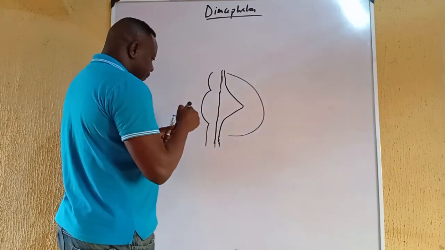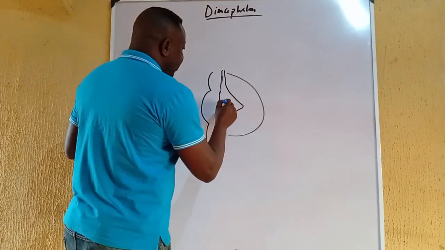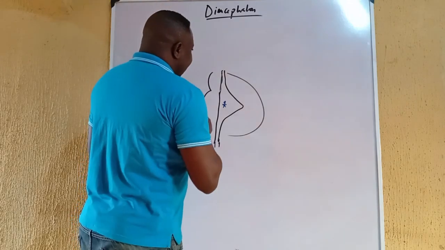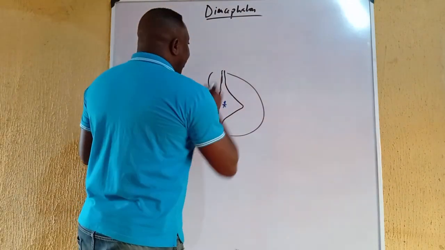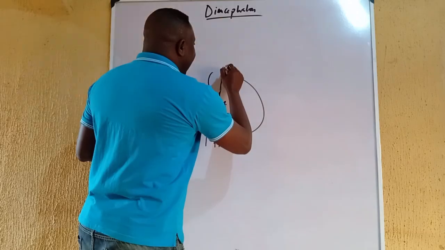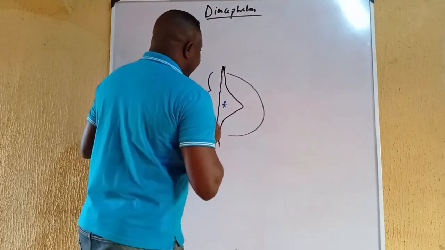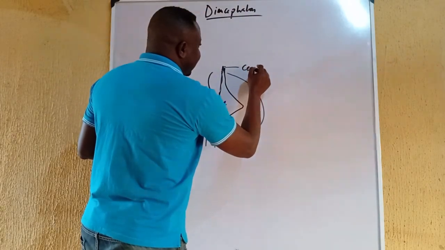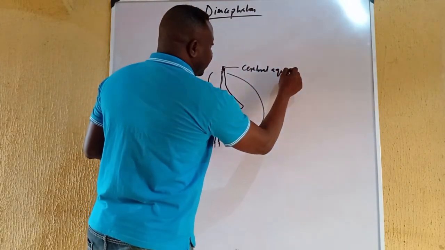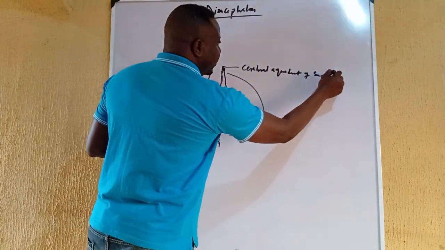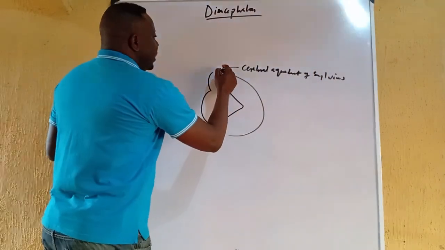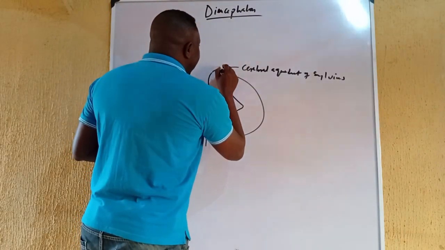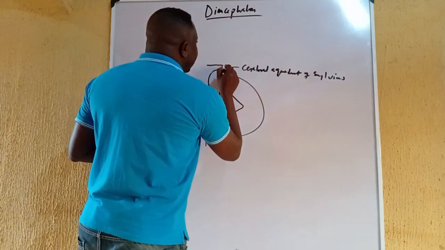Now let's assume that you're here and you decide to go upward. When you go upward, you pass through a canal, right? This canal is actually called the cerebral aqueduct of Sylvius. When you pass through this canal, you will enter a cavity that is called the third ventricle.